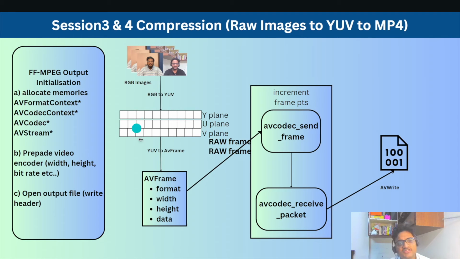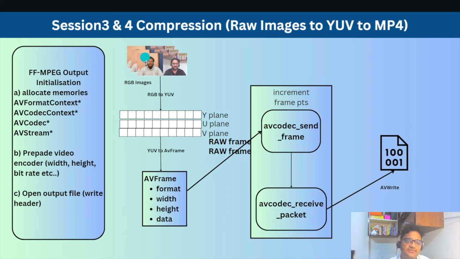So now RGB is converted into YUV, and that YUV data we dump into the AVFrame. So from the RGB we got the AVFrame, and that AVFrame is sent to this particular API called avcodec_send_frame. And while sending the frame, you have to increase the frame pointer: send frame and receive packet. After sending the frame, we receive the packet, and the compressed packet is written to the MP4 file.